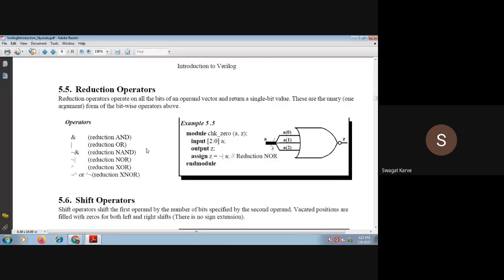Then a tilde followed by ampersand is reduction NAND. Then reduction NOR, reduction XOR, reduction XNOR. So see, you have to mug up these things. Why? Because while developing this language, this syntax has been fixed by the language developers. We cannot change that.